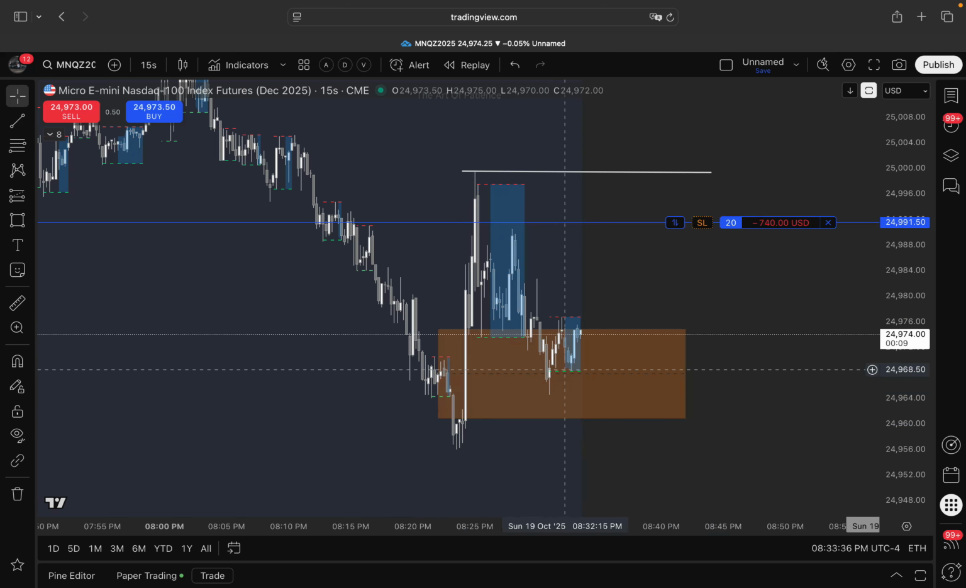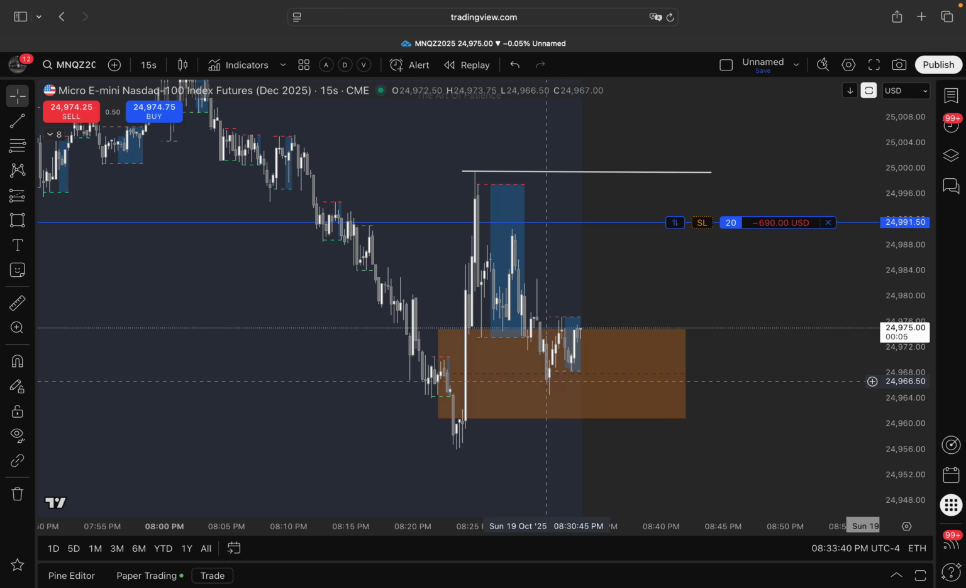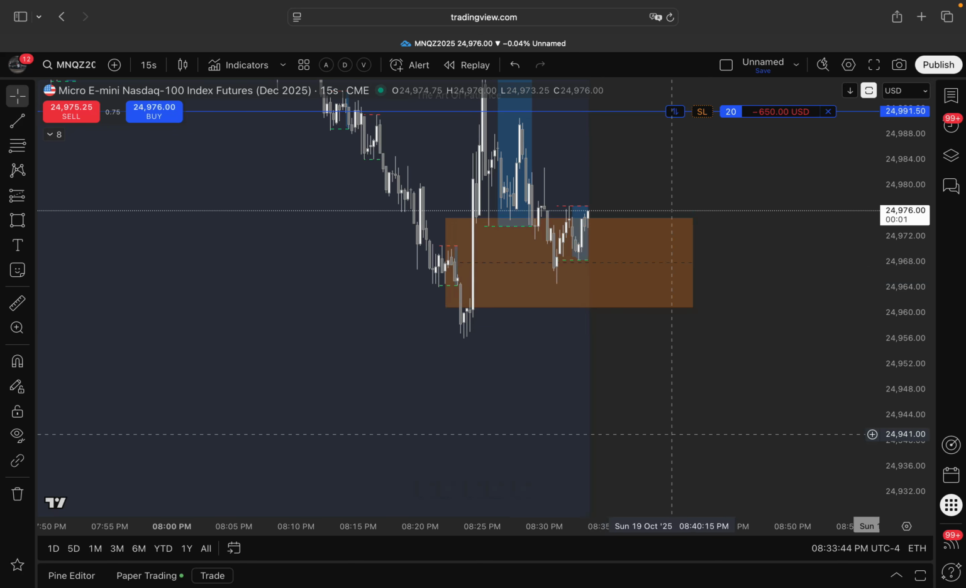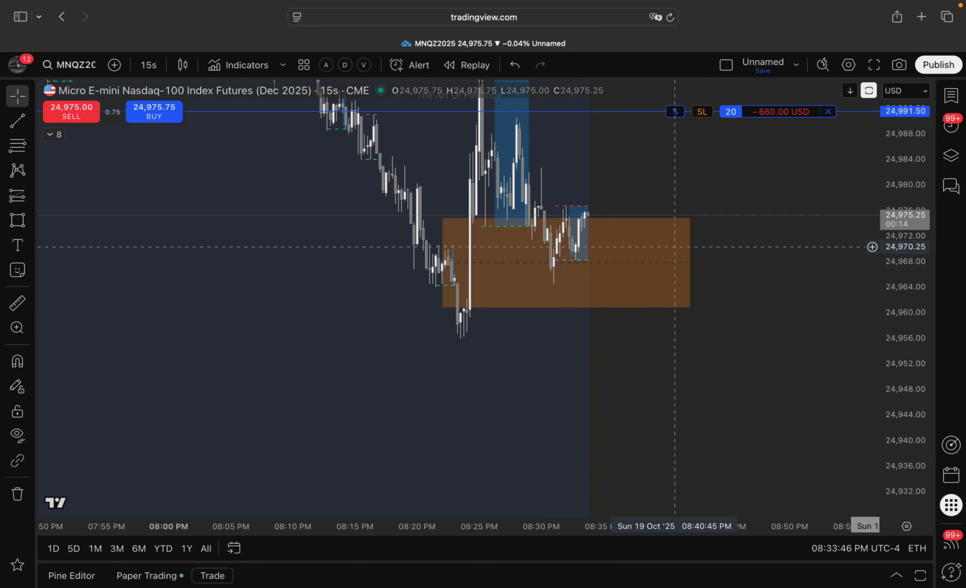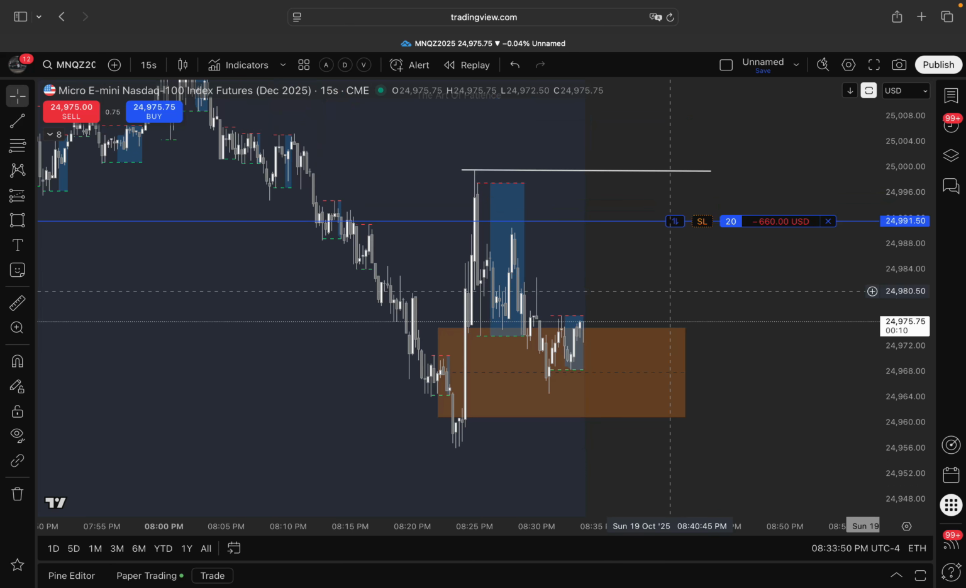I don't want it to open below this low here, because if we open below, that means that price is going to continue lower to make another lower low and then potentially reverse higher.